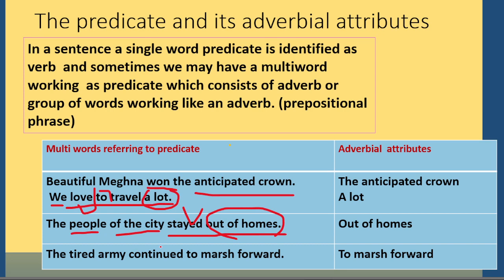Let us see the last sentence. The tired army continued to march forward. So here we are talking about the tired army who continued to march forward. So here the adverbial attribute is to march forward. This part, to march forward. So here to march forward is qualifying continued, the verb continued.